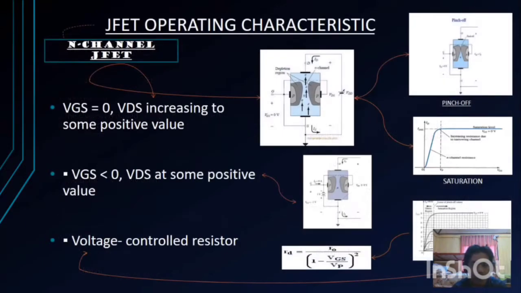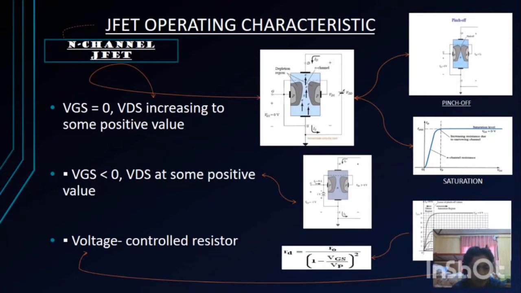Okay, next I'll go through the JFET operating characteristics. There are three basic operating conditions for a JFET N channel. First, VGS equals 0, with VDS increasing to some positive value. Second, VGS less than 0, where VDS is at some positive value. And third, voltage-controlled resistor.